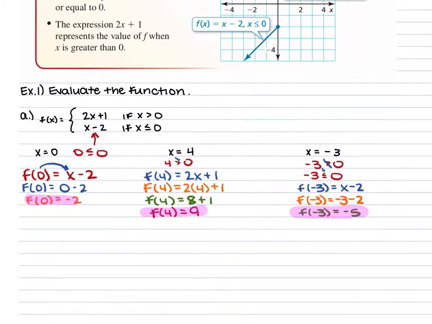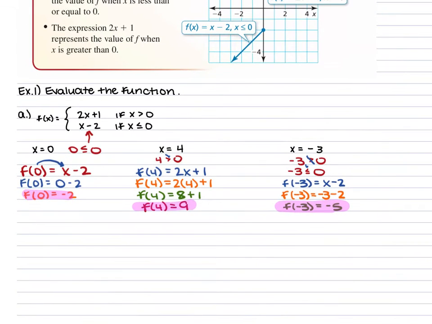So what all of these mean is that when f of 0 is equal to negative 2, it just means that the ordered pair 0, negative 2 is part of a line that's drawn on that coordinate plane. Same thing with f of 4 is equal to 9. The ordered pair 4, 9 is part of one of those lines that's drawn on the coordinate plane. And for f of negative 3 is equal to negative 5, the ordered pair negative 3, negative 5 is an ordered pair that is on one of those lines on the coordinate plane.